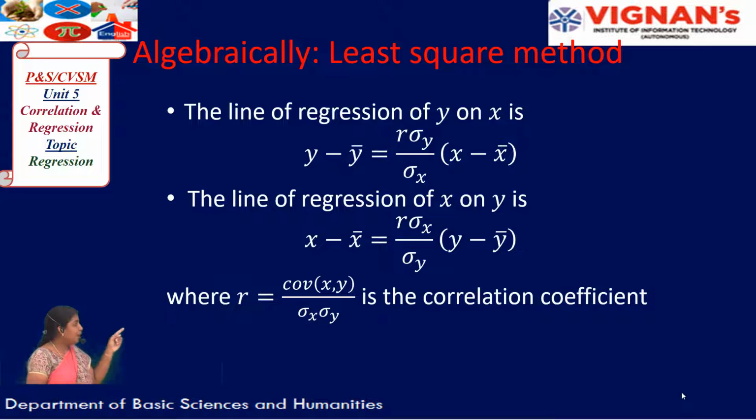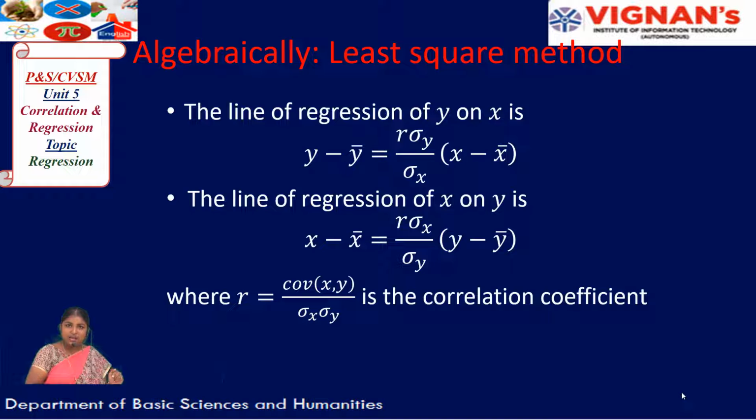Here y bar is the mean of the y values and x bar is the mean of the x values. Sigma y is the standard deviation of the y values, and sigma x is the standard deviation of the x values. Here r is known as the correlation coefficient. To find the regression line or regression coefficient, we always use the correlation coefficient only. The correlation coefficient r is defined as covariance of xy by sigma x into sigma y.